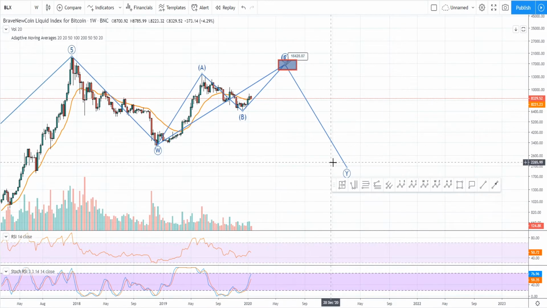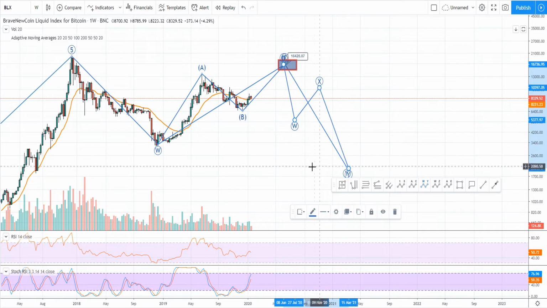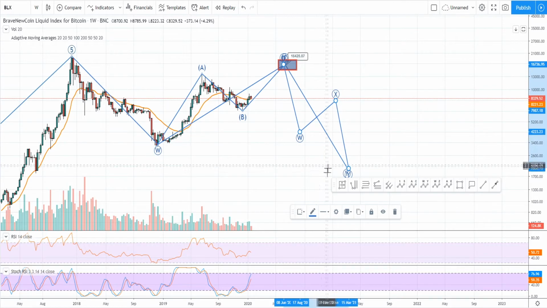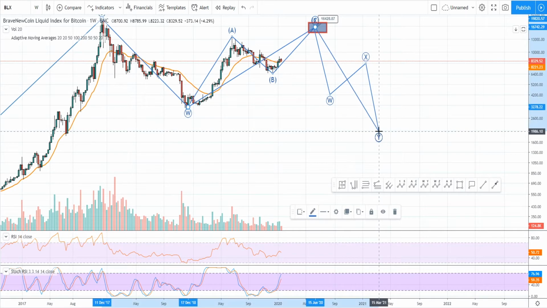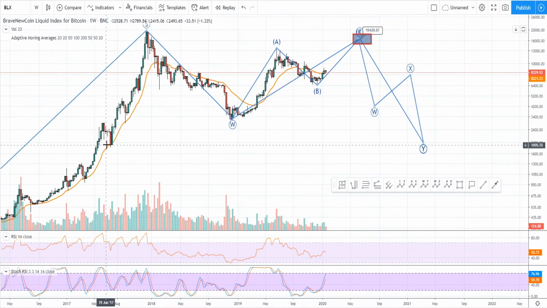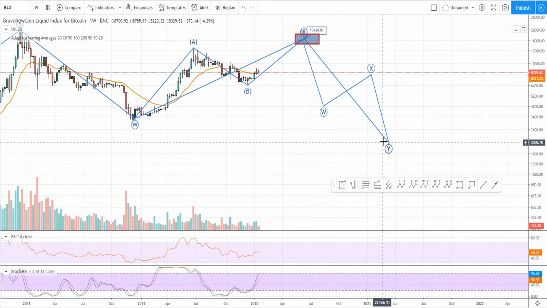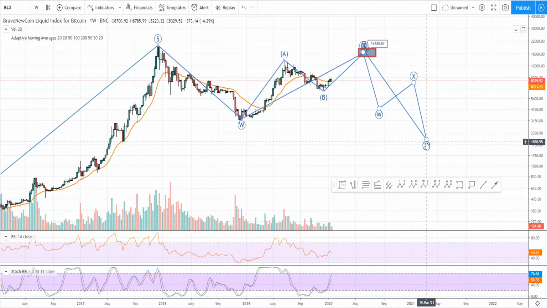The targets for this, which would also be a three-wave structure, either a WXY or an ABC, I don't know yet, but it would be something like this probably. And my target is around the 2000 level. Yeah, but I don't really have a fib target for it. It's a round number, as well as there's some kind of demand zone right here if you look at these candles. So that would be my target, the 2000 to maybe even 1800 level.